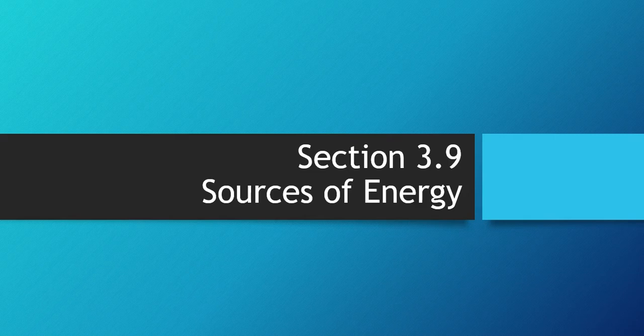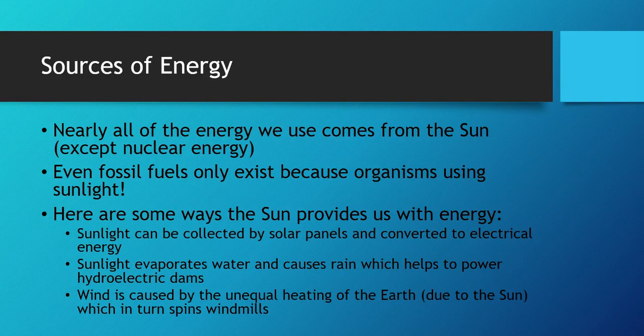Section 3.9, Sources of Energy. So on the Earth, amazingly, almost all of the energy that we use comes from the sun. There's only one thing that we use really on the Earth that doesn't come about from the sun.